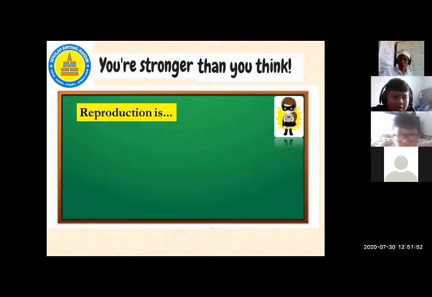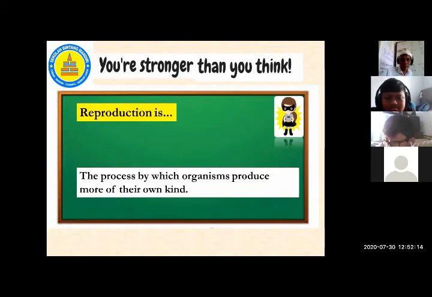Yes, of course, you can open the book. The process of reproduction is the formation of new individuals. Yes, that is true. Pembentukan individu baru, right? The formation of new individuals. Very good. Atau bahasa Inggris yang lain kalian bisa gunakan ini. The process by which organisms produce more of their own kind.